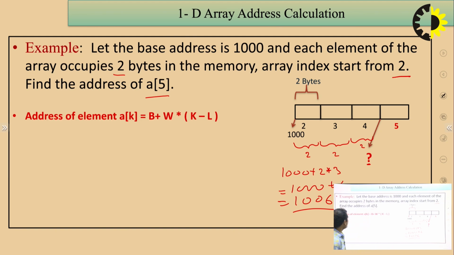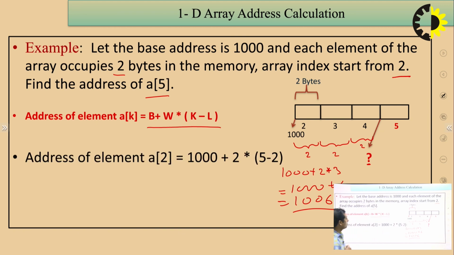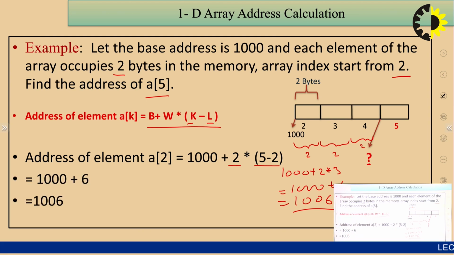So now put the values into the formula. Now this is 1000 plus 2 into (5 minus 2). 2 is the word size, 5 is K and L is 2. So 1000 plus 6, that is 1006.